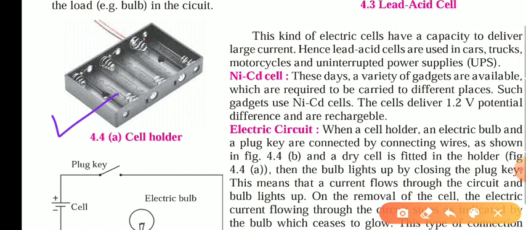Then the next part is another type of cell they have given here, that is the nickel and cadmium cell. These days a variety of gadgets are available which are required to be carried to different places. Such gadgets use nickel cadmium cells. The cells deliver 1.2 volt potential difference, and they are rechargeable. We can supply energy to it and recharge it. It has a longer life as compared to dry cells.